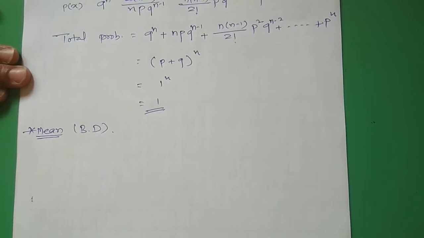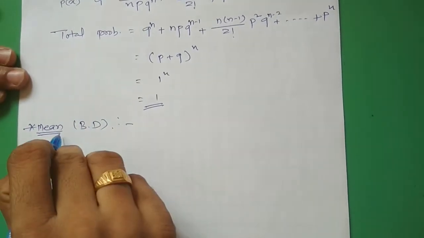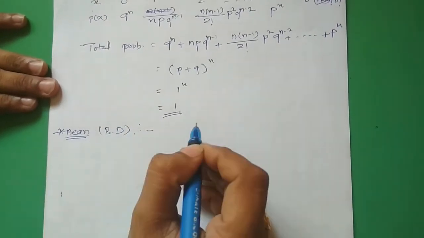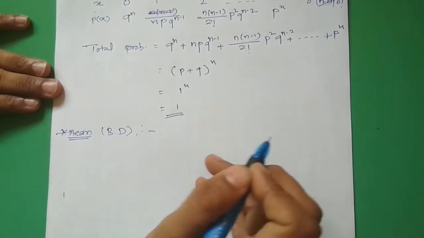So how to find out a mean? To find out a mean, we have seen a formula. A mean is nothing but the expected value, and expected value is the sum of products of the value of a random variable by its respective probability.